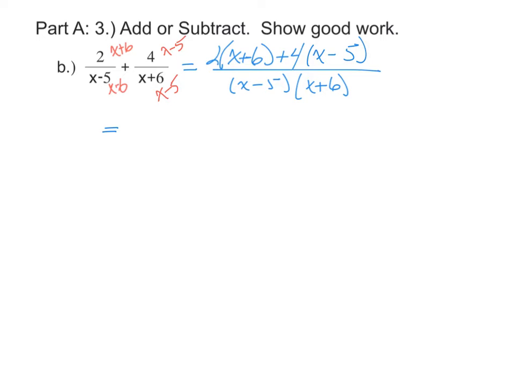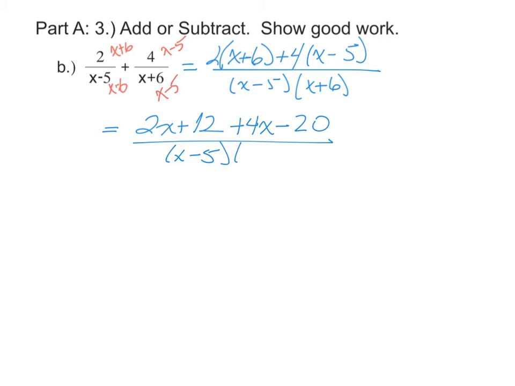So I'm going to go ahead and take this 2 and distribute it into this binomial. So we'll have 2x plus 12. Then I'll move on to the plus 4 and distribute that into its binomial. So plus 4x minus 20. And my denominator stays the same. I'm not even going to multiply this out. I'll just leave it factored.